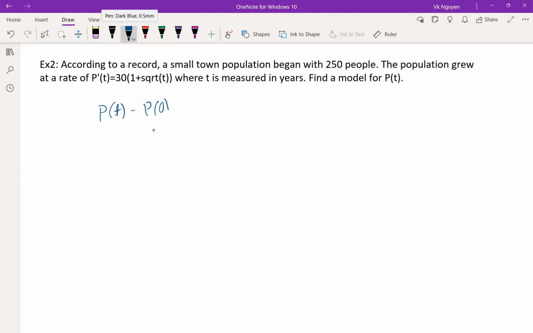We can use the net change theorem, and it says that p(t) minus p(0) is the integral from 0 to t of the rate p prime, I'm going to use x there, dx. So p(t) is p(0) plus the integral from 0 to t of 30 times 1 plus square root x dx. Pretty cool, huh? And p sub 0 is the initial population, so that's 250 people.